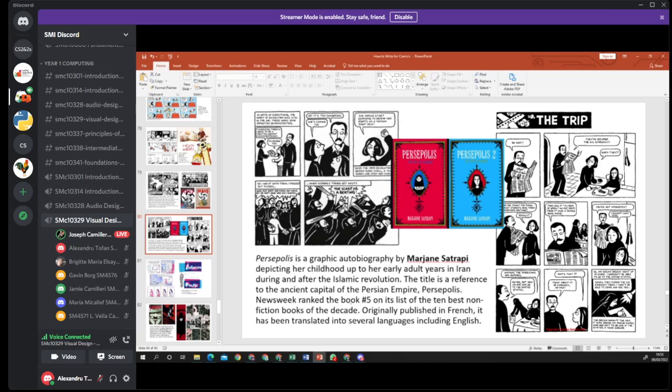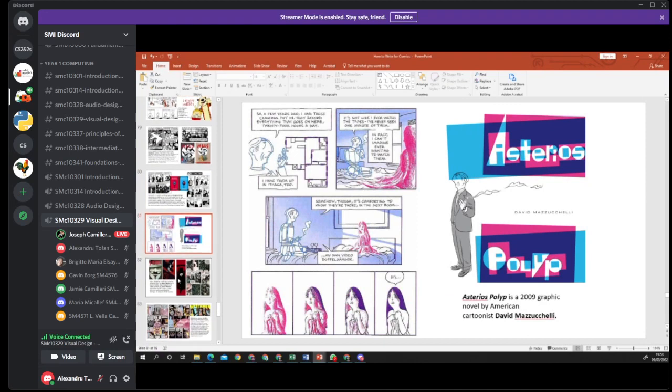The title is a reference to the ancient capital of the Persian Empire, Persepolis, and obviously it's talking about how Islam destroyed something which had been so beautiful in previous years. Another one of my favorites is Asterix and Obelix.